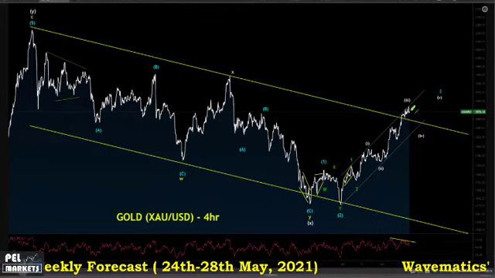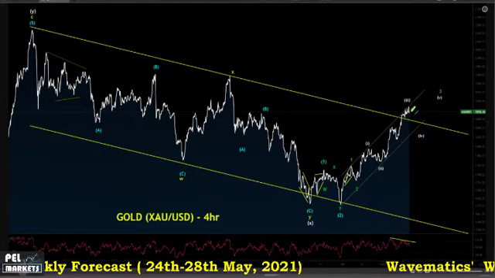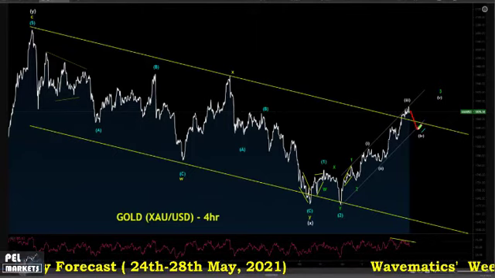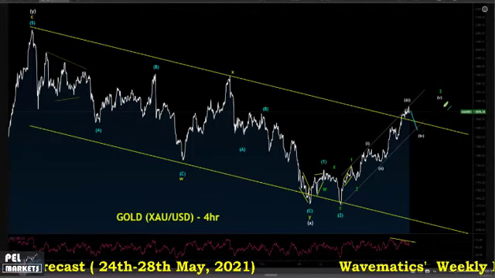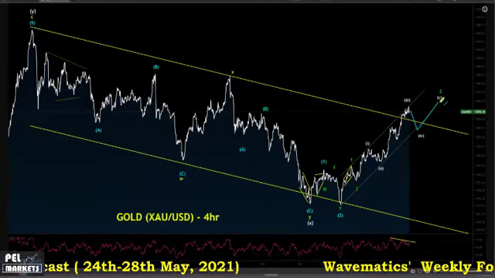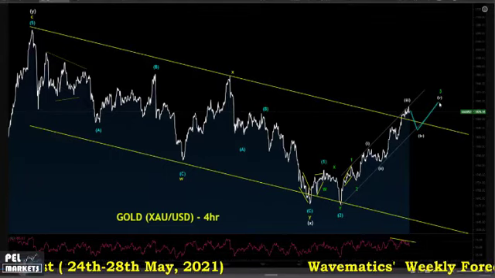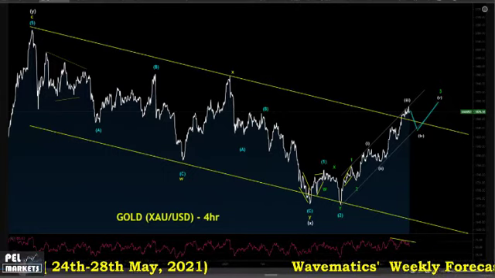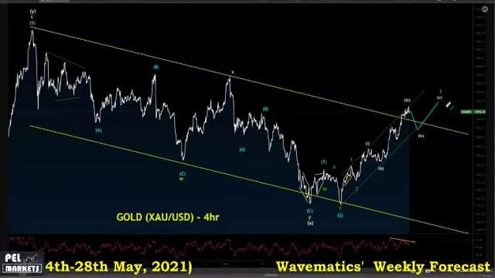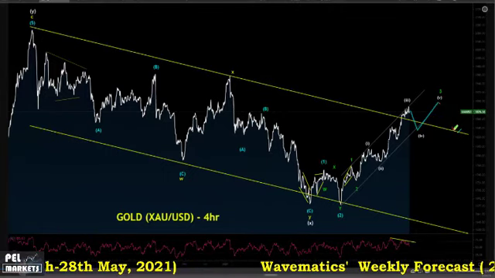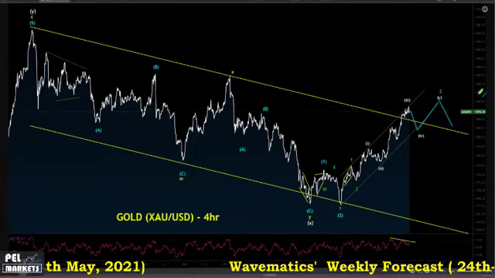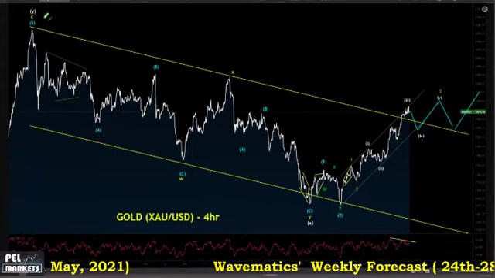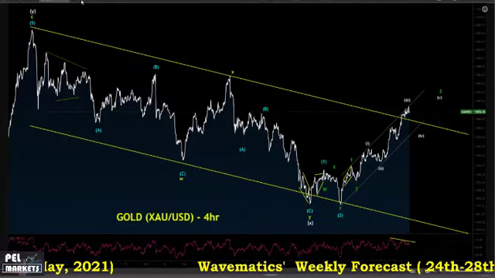With my primary count, I'm expecting price to come somewhere here to complete white wave 4 before we go up to complete green wave 4. Then we will see if we can get another correction to test this particular trend line, before we move up like this.